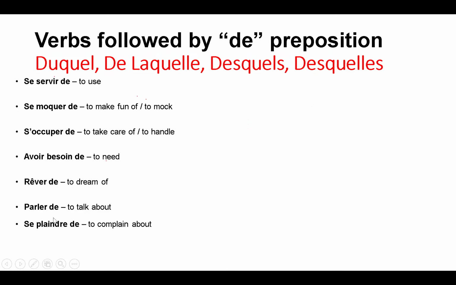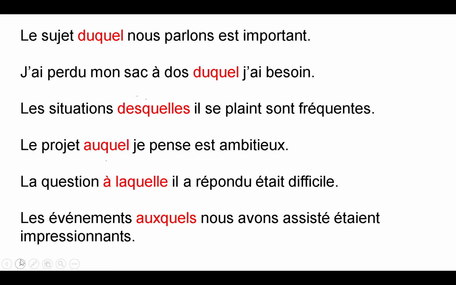Rêver de, to dream of. Parler de, to talk about. Se plaindre de, to complain about. So whenever you have these verbs, in that case, you always put the preposition de, of which. Now let's see the examples here.